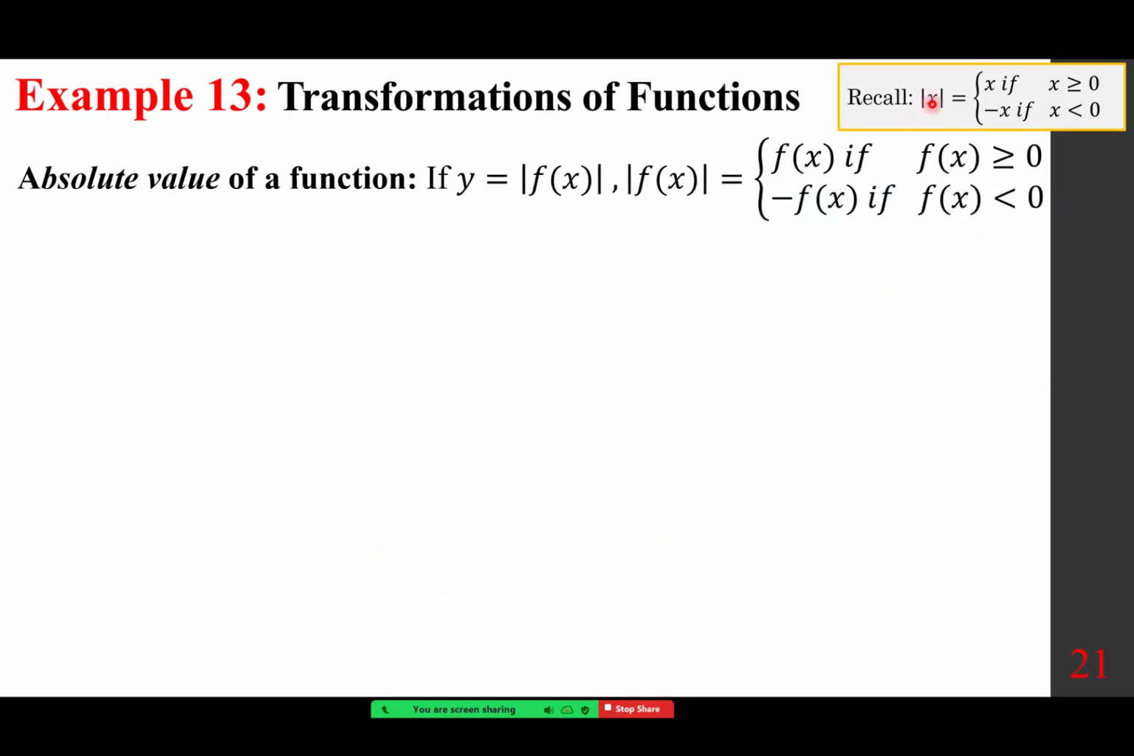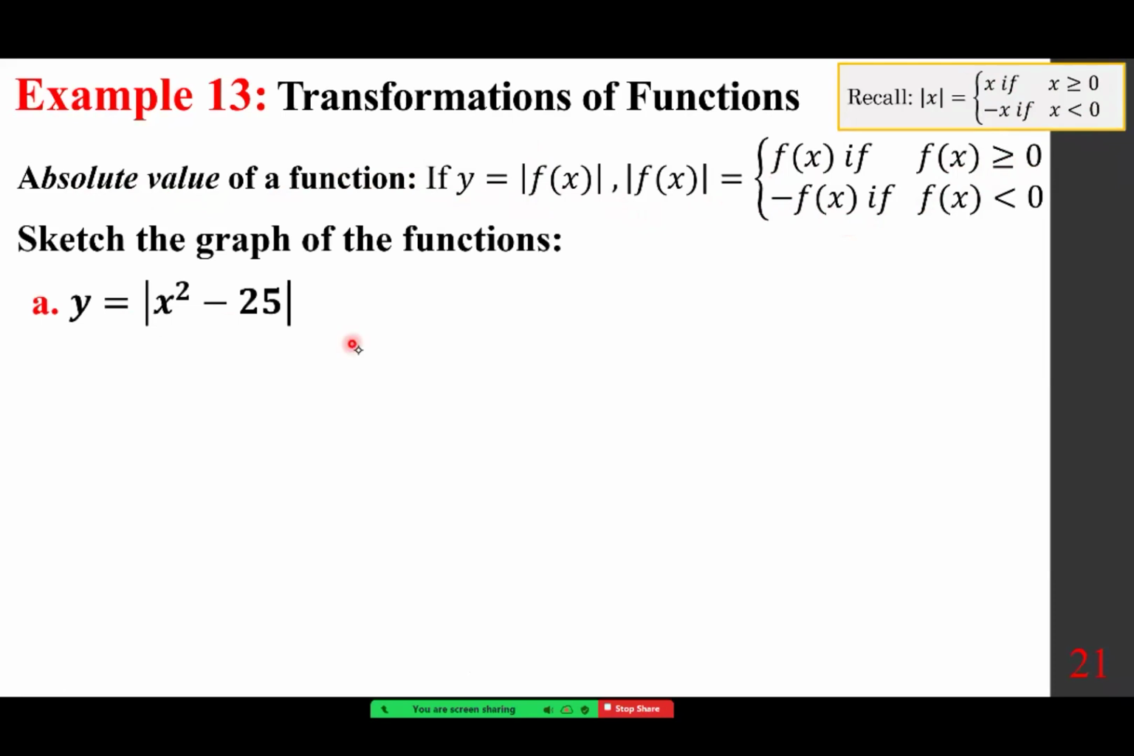So we recall that the absolute value of x is x if x is larger than or equal to 0, and minus x if x is less than 0. For the absolute value of a function, if y equals absolute value of f of x, then it's f of x if f of x is greater than or equal to 0, and minus f of x if f of x is less than 0. So how do we graph absolute value of some function? That's what we want to pay attention to, everybody.